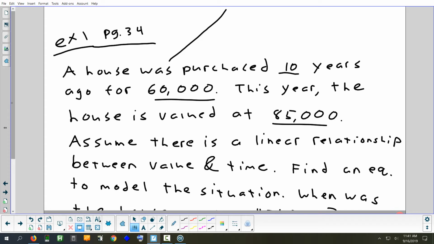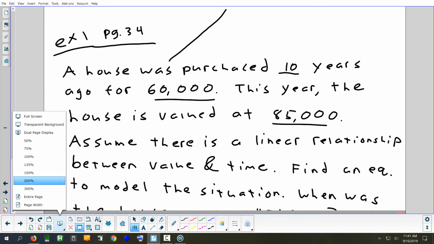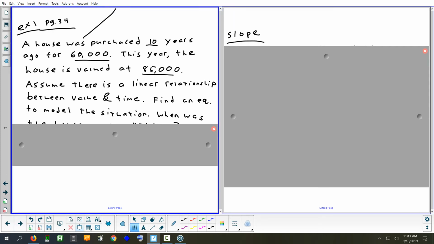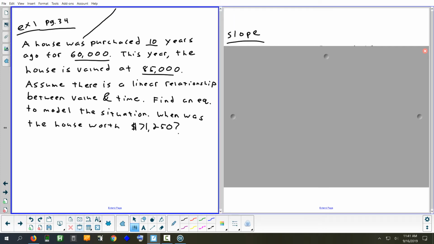Now, I mentioned the word slope. So slope is going to come up here. You're going to have to find a slope. And does anybody remember what your formula for slope is? It's the m in the y equals mx plus b. How do you find slope? Yeah. It's like changing y over changing x.